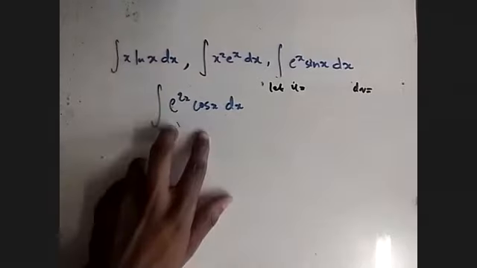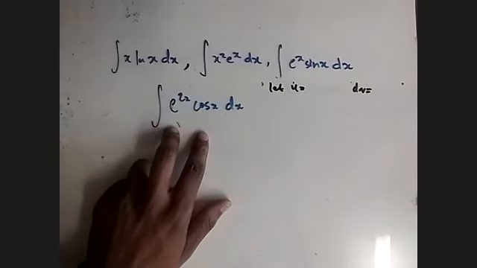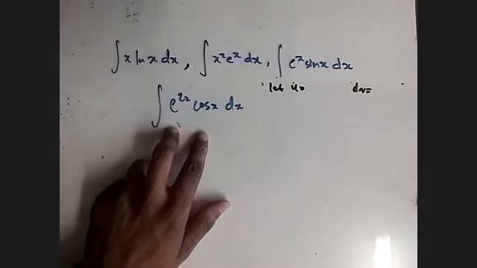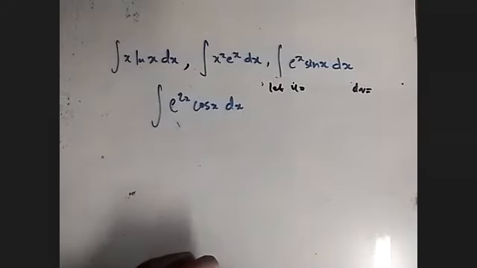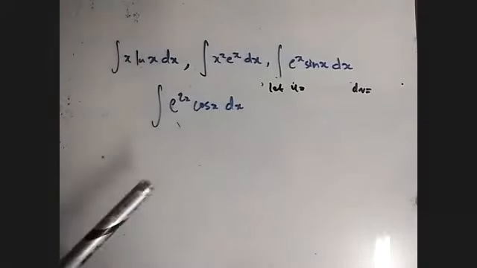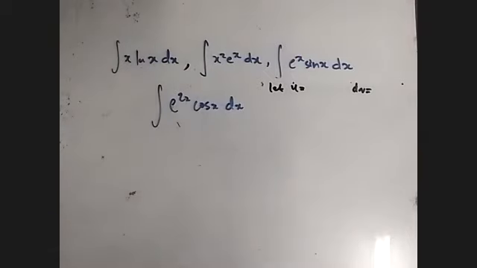Both these functions, take note, guys, they are going to differentiate infinitely. So choose which one you want us to use as our u. Is it e to the 2x or cos x? So which one should be our u? One says our u should be cos x.